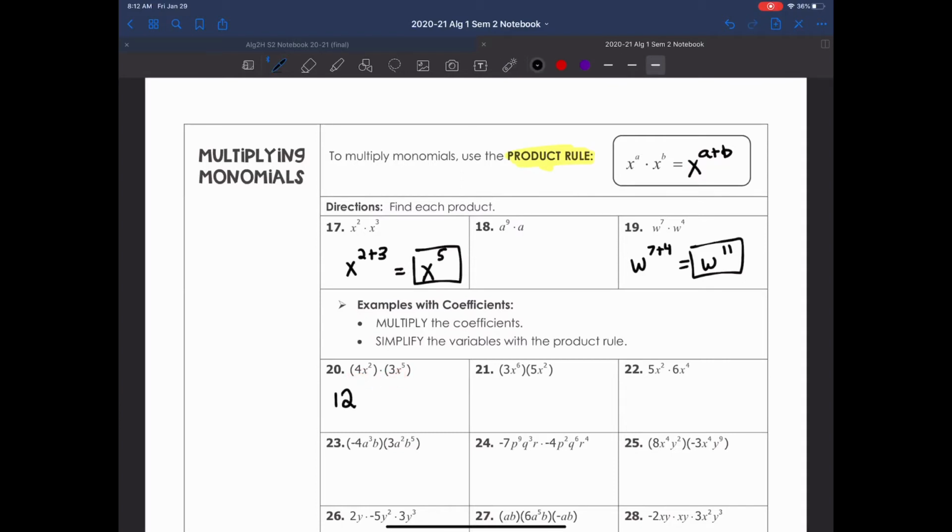Then we have x squared times x to the 5th. Both of those exponents have the same base, so I can add the exponents together. So I have x to the 2 plus 5. 2 plus 5 is going to give me 7, so this comes out to 12 times x to the power of 7. Okay, so multiply the coefficients first, then add the exponents that have the same base.